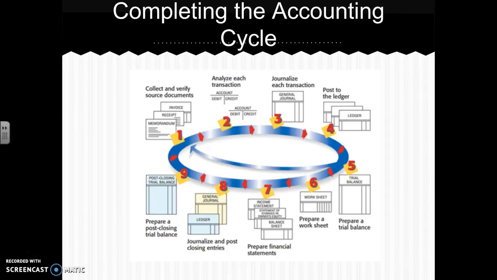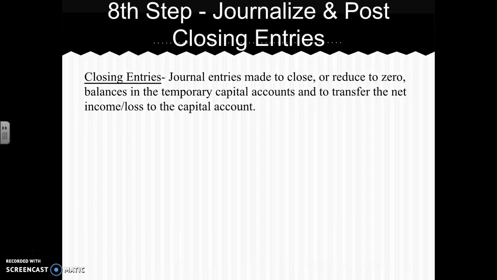All right, in Chapter 10, we will complete the accounting cycle. So we're at step number 8 and step number 9: journalize and post closing entries, and then also prepare a post-closing trial balance. The 8th step is to journalize and post closing entries.